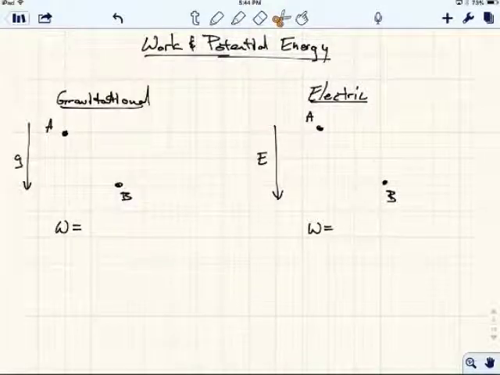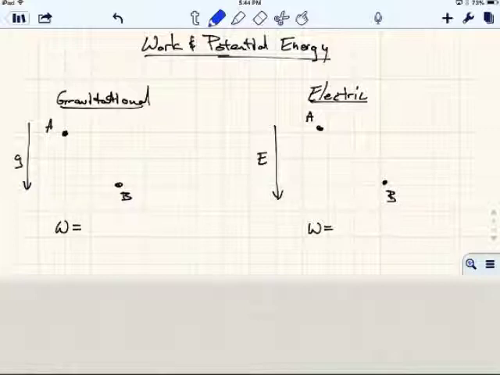Today's lecture is on potential energy and specifically a quantity called the electric potential. The electrostatic field and the gravitational field have a lot of similarities, and since we know a lot about the gravitational field, we'll review what we know and apply that to the electric field.